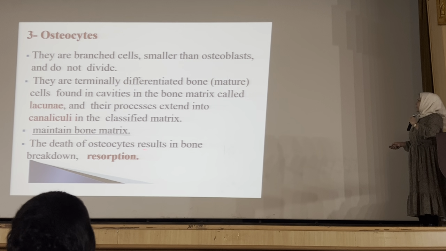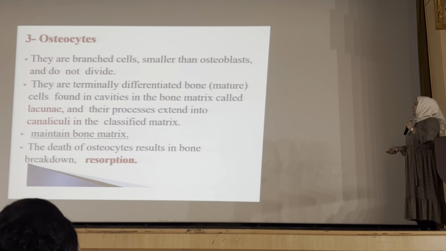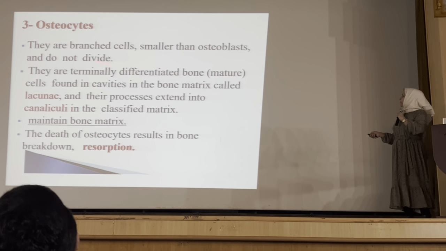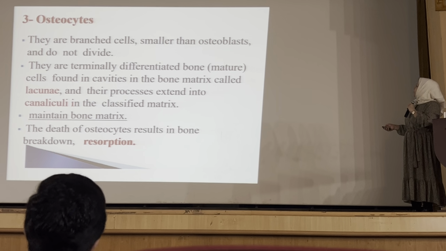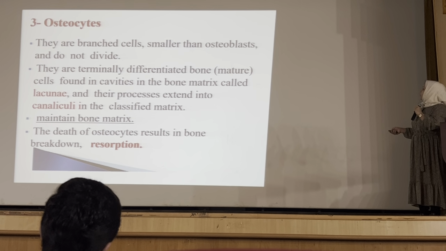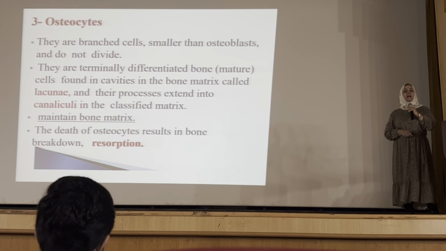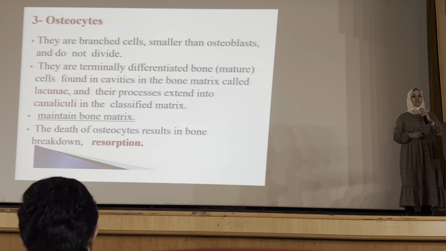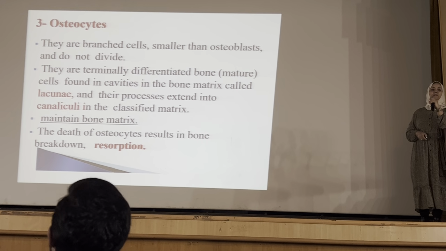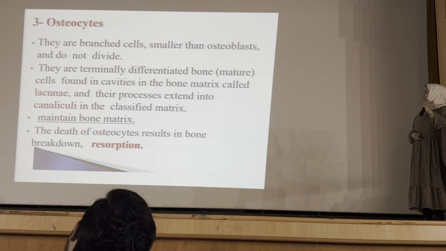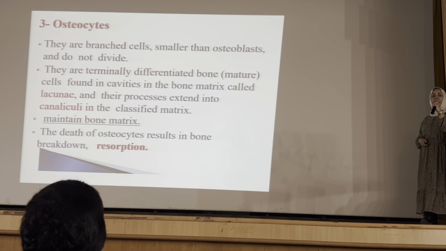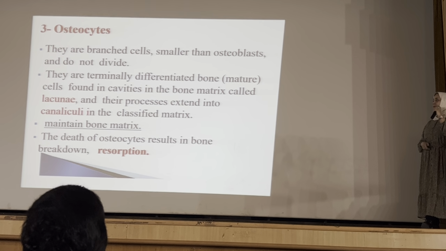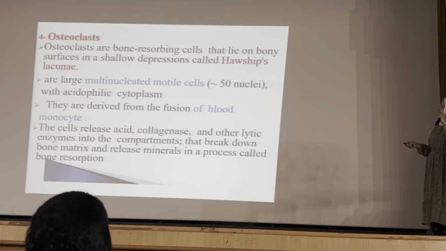The death of osteocytes results in bone breakdown, resorption. The main function of the osteocytes is the maintenance of the bone. But there is a cell which is responsible for the breakdown of the bone, the osteoclast, the fourth type.